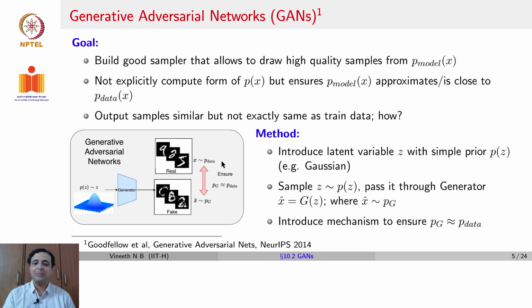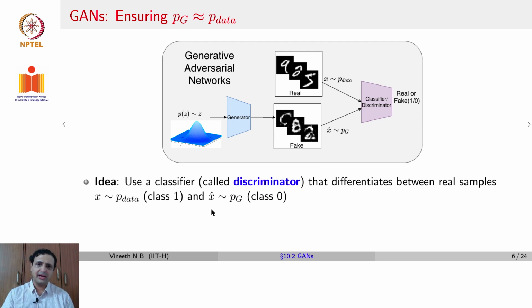The challenge in implementing this is that we are not imposing any particular parameterization on PG or P data. So we have to find a way to ensure that PG becomes close to P data without knowing what kind of a distribution it is. Remember here, the Gaussian is only an input vector. We are not assuming any Gaussian or any parameterization on your P data and PG distributions. So how do we go about ensuring that PG is more or less close to P data?